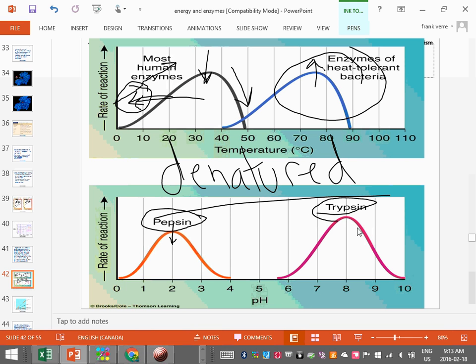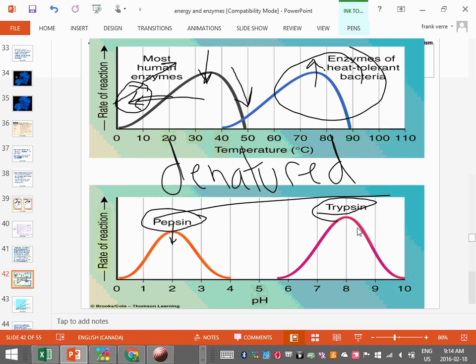I'm going to ask you one last question after this. Where does pepsin work? How do you know it works in the stomach? Because look at its optimal pH. What is it? It's very low. It's 2. What's the pH of the stomach? It's 2. Logic, right? It'd be logical that the optimal pH of pepsin, which works in the stomach, should match the pH of the stomach.